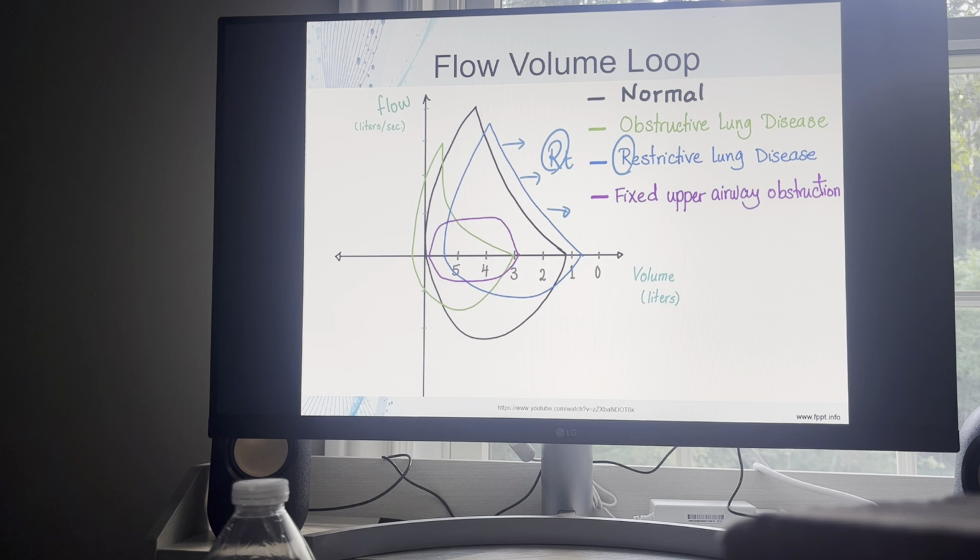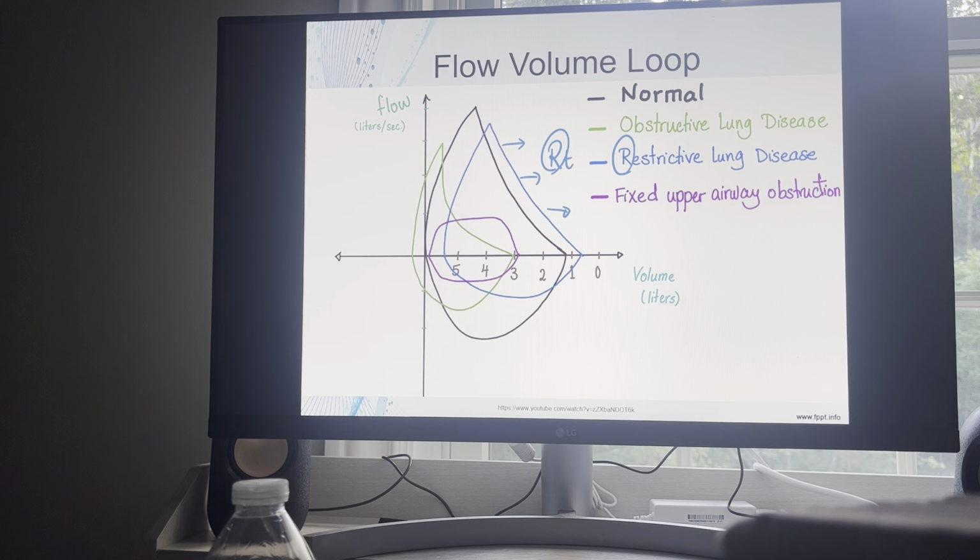What about restricted? Let's go to blue. Restricted patients have nearly normal to normal expiration. They don't have problem getting the air out. They have problem getting the air in. So there is a shallowness to the inspiration. The top part is relatively normal because, again, they're breathing out just fine, but there is a shallowness to the inspiration. Plus, there is a shift to the right because there is less residual volume. Less air coming in means less air going out.